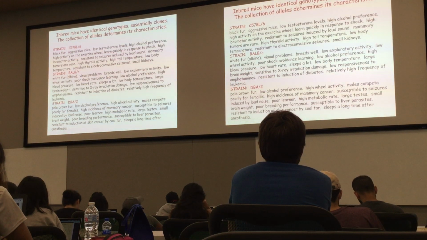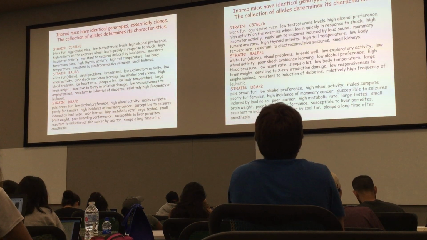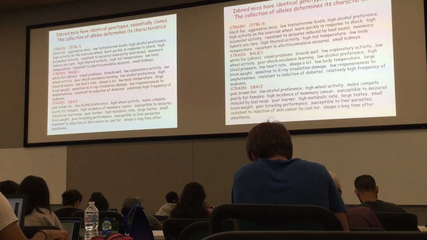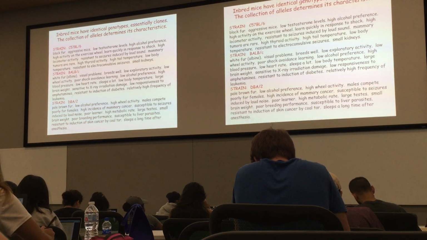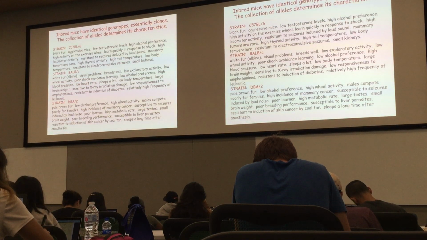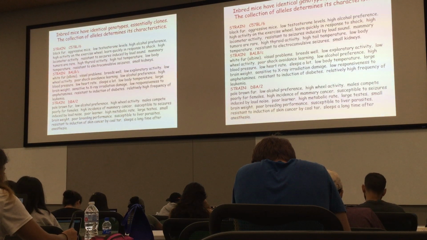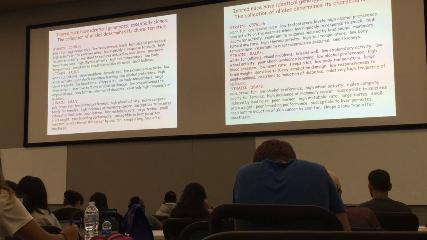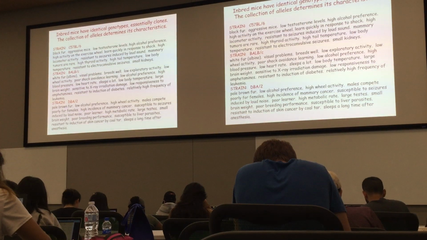DBA2: pale brown fur, low alcohol preference, high wheel activity, males compete poorly for females, high incidence of mammary cancer, susceptible to seizures induced by loud noise, and so on and so forth, right? There's all these things that people have studied about these. What these are, basically, are almost individuals that have been replicated over and over and over again to make enormous research populations of animals, all of which share these different characteristics. So an interesting consequence of fixing a certain collection of alleles in one strain of mice, starting from all these possible alleles that you might pick from the beginning. Yeah, question?